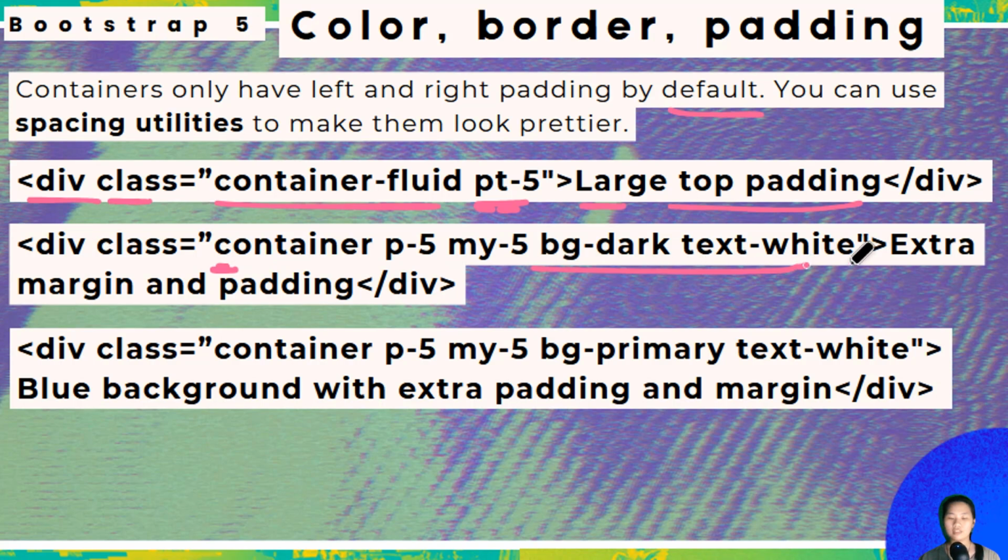MY5, BG dark, text white. So extra margin and extra padding, right? So padding, margin, background is dark, text is white. Same down here with BG primary, text is white. Blue background with extra padding and margin.